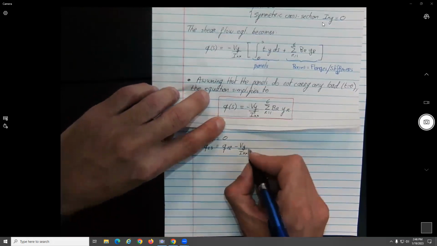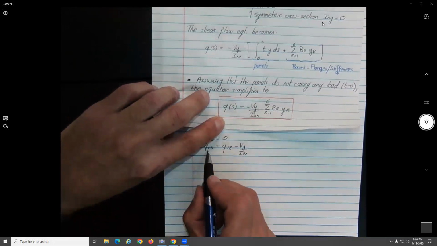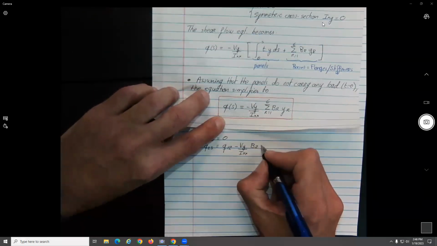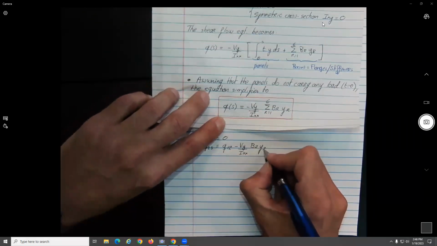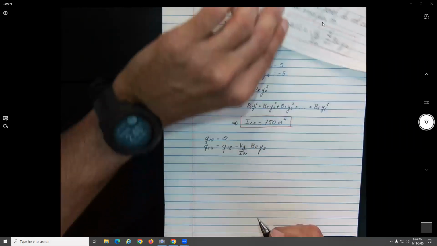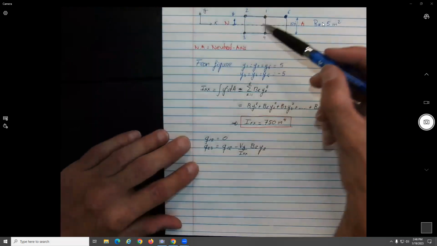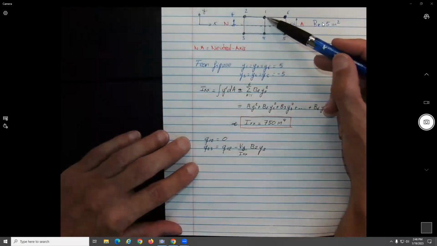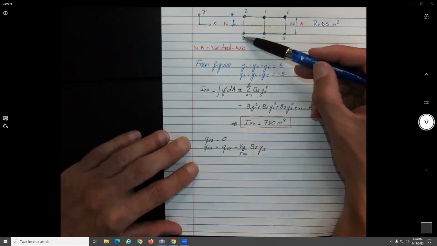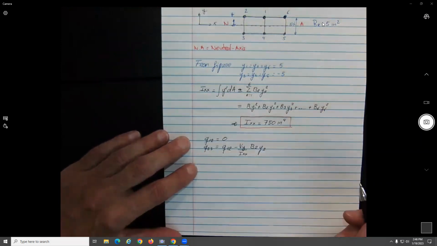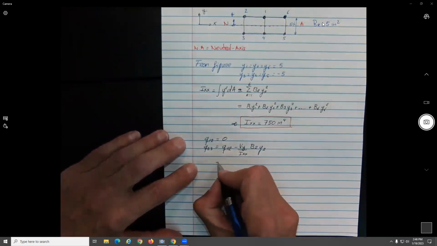This will be equal to what? We start from which point? From which node? 2, no? So this will be B2, Y sub 2. Is that clear what we did over here? We go from here to here. So it's Q12 plus Q23. We start from this one. So it's B2, Y2. So this will be equal to what?